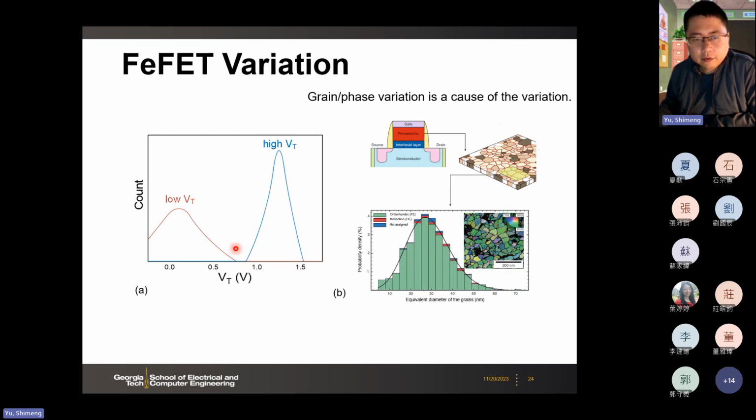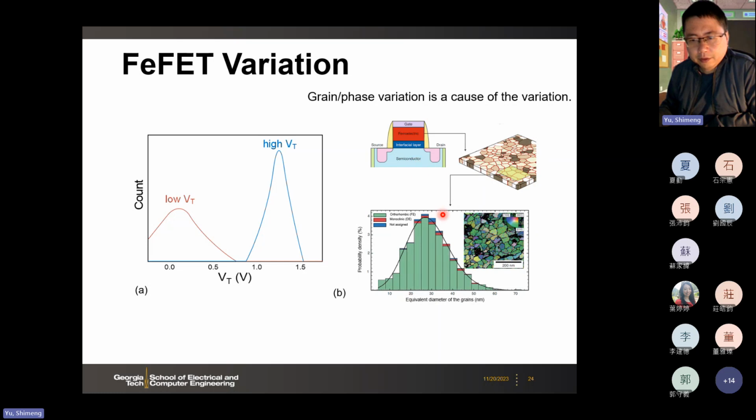The reason for this variation is the grain and phase variation. So when the ferroelectric thin film is grown, it will have this kind of grain boundary. So it's not uniform. And then after the annealing, some of the parts may become the orthorhombic phase. Some part will become another phase, or some part just remains amorphous. So it's not uniform.